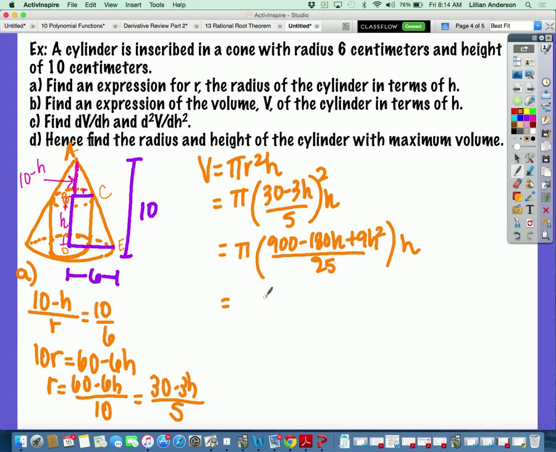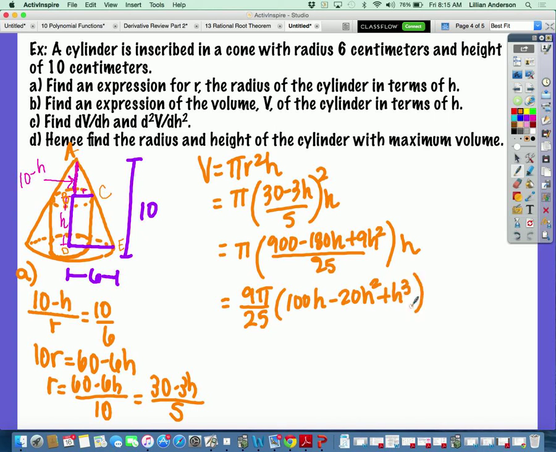Multiply through, and I simplify some. I can pull out a 9 at the top, so that's going to be a 9 pi over 25. On the inside, I'll have 100. I'm going to distribute the h through, and then minus 20h squared plus h cubed. There we go.